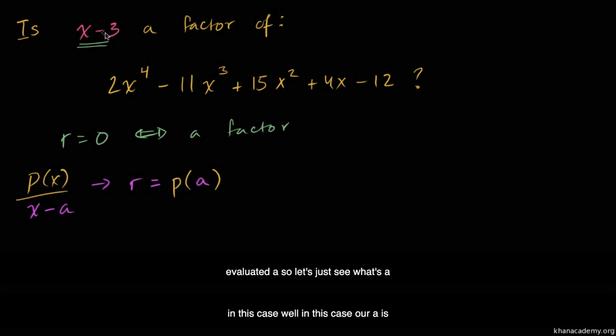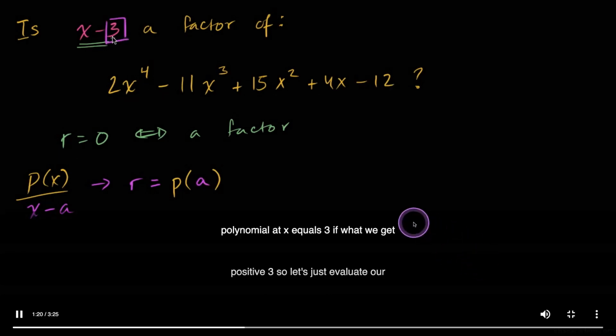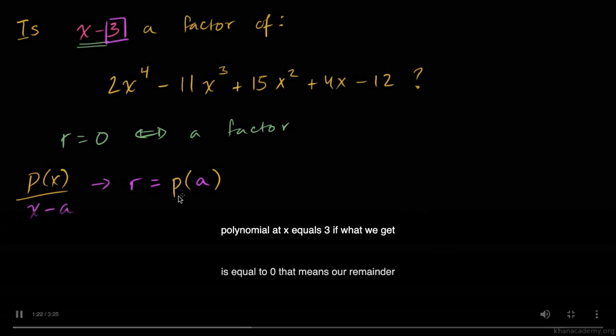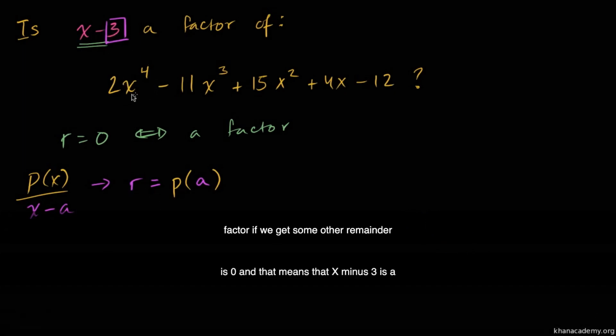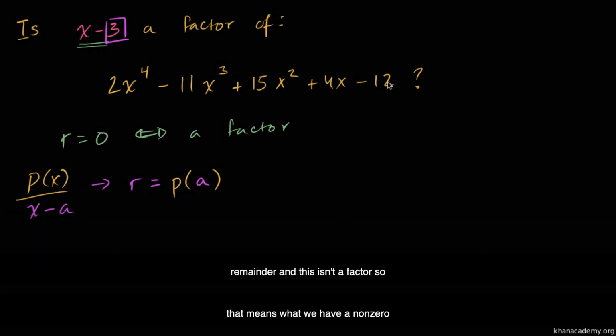So let's see what a is in this case. Well, in this case, our a is positive 3. So let's evaluate our polynomial at x equals 3. If what we get is equal to 0, that means our remainder is 0, and that means that x minus 3 is a factor. If we get some other remainder, that means we have a non-zero remainder, and this isn't a factor. So let's try it out.